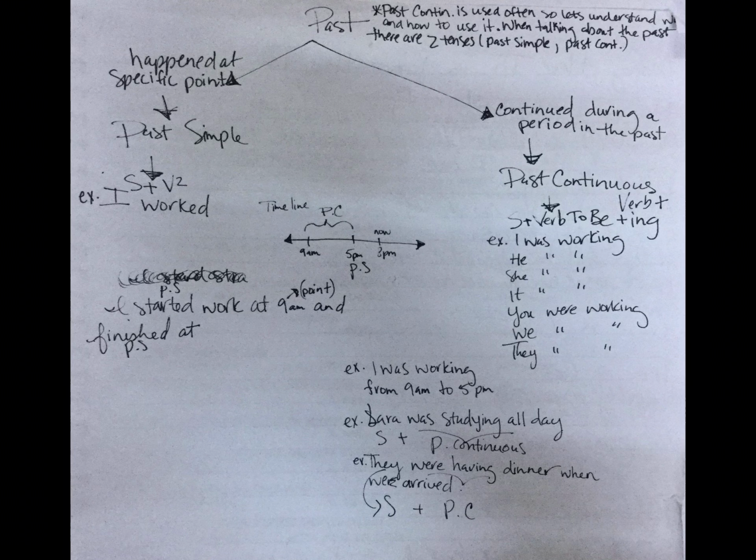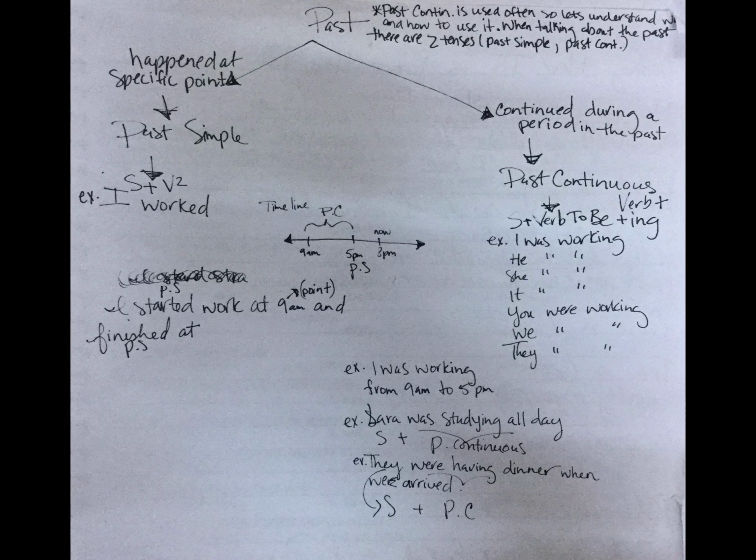Here we just have a review of the past simple and past continuous, just to refresh your memory. We need to know that past simple happened at a specific point, and the past continuous continued during a period in the past. Past simple: subject plus verb two. Past continuous: subject plus verb to be plus ing. That's pretty simple. And then I have some examples here for you. Make sure you remember this, just refresh your memory.